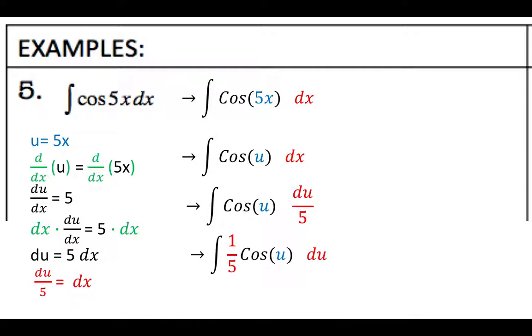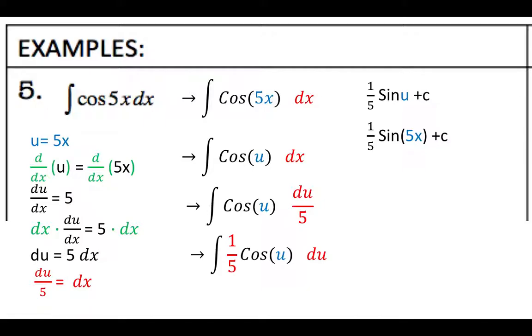Now I am able to take the integral. The integral of cosine is just going to be sine, because I know that the derivative of sine is just positive cosine, and then the 1/5 is going to stay in front. And by the way, you should have your red resource sheet out so you can remind yourself of the derivatives of trig functions. Great. So now that I found my antiderivative, my last step is to go ahead and plug in my u. And we are done with example 5.